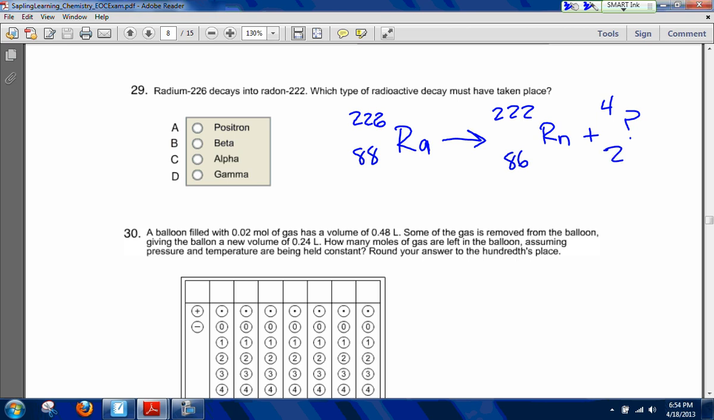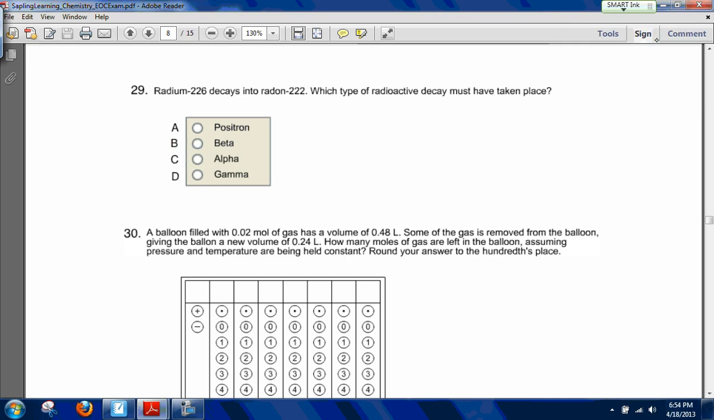Now this 4-2 is helium, which is also, we get 4-2 alpha. It's an alpha particle, which is C. That's our answer. Quick and painless. Okay. Go on to the next one.